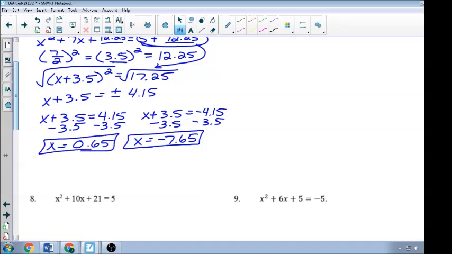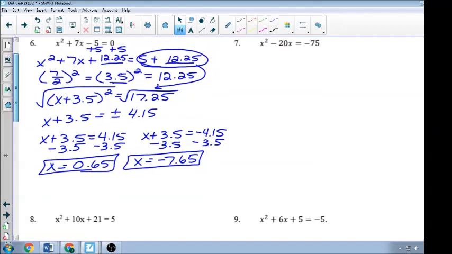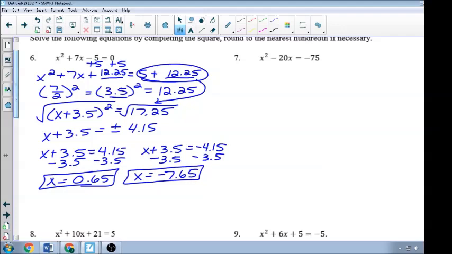Let's go back up to example 7. Now example 7 has already moved the number for me, so I do not have to move that negative 75. All I have to do is create my blank behind the negative 20x and behind the negative 75. So I'm going to go ahead and create my blank. Remember, anything that I create on one side, I must also create on the other side. I can go ahead and complete my square now.